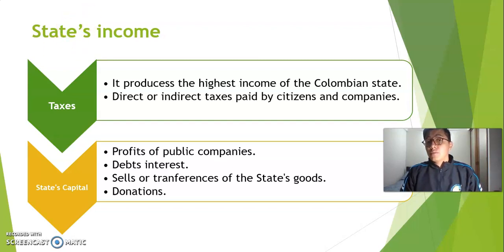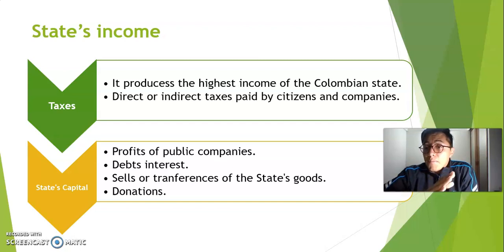The state's incomes are two, actually are more than two, but I'm going to talk about just two that give the most money to the state of Colombia. The first one is the taxes that we give to the government each year or also in each purchase that we make. So the first characteristic says that it produces the highest income of the Colombian state. That means that the majority of money that the state of Colombia receives comes from the taxes that we pay in different ways. And the second characteristic says that they are direct or indirect taxes paid by citizens and companies.